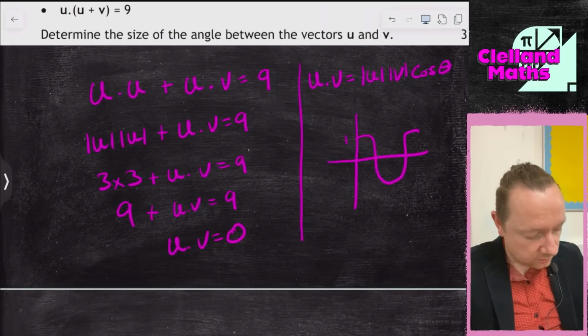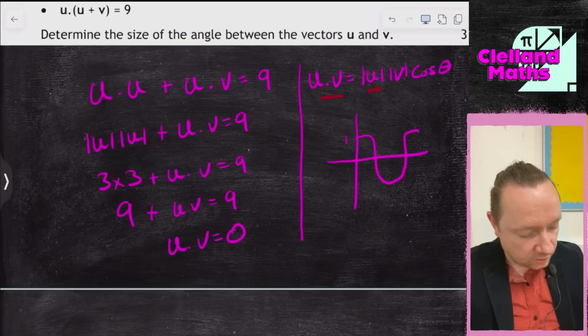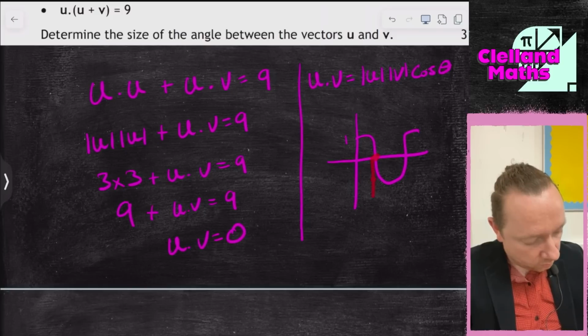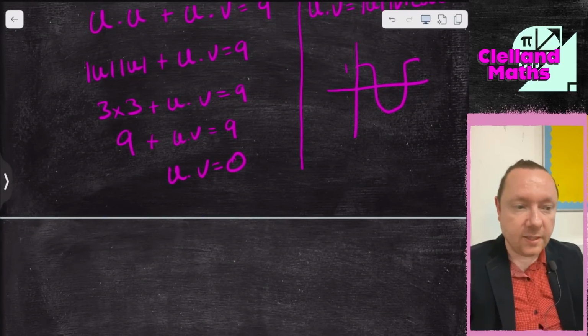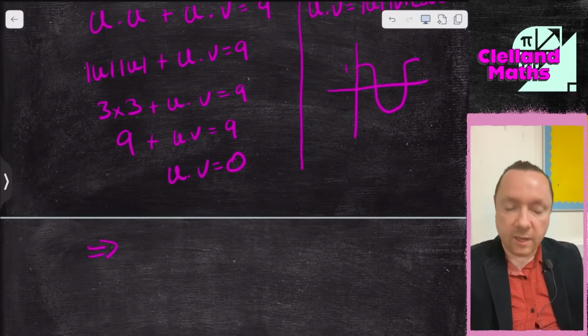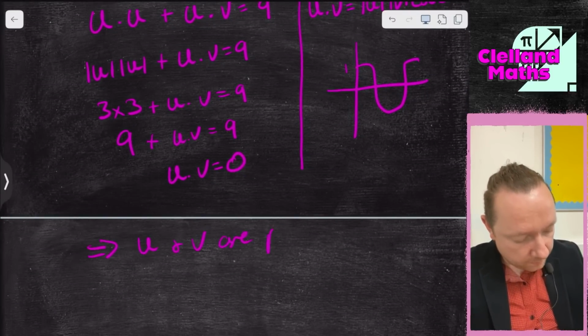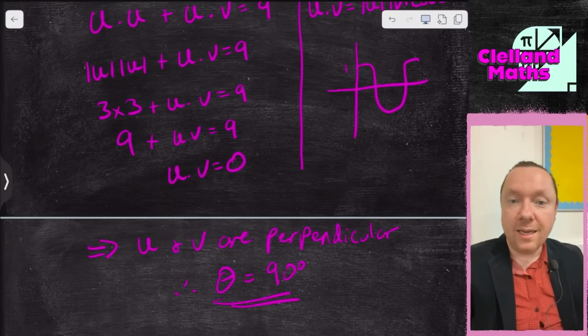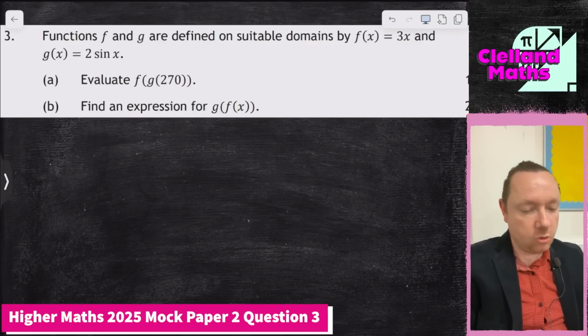Well, what does that tell you? Let's have a look at this graph again. If u dot v is the size of u times the size of v times the cos of theta, and assuming that v isn't 0, that means that the cos of theta is 0. So when is that 0? It's when it's at, first of all, 90 degrees. So that means that they're perpendicular. So I can say that since u dot v equals 0, that implies that u and v are perpendicular, and therefore theta, the angle in between, is equal to 90 degrees. And we're done there.